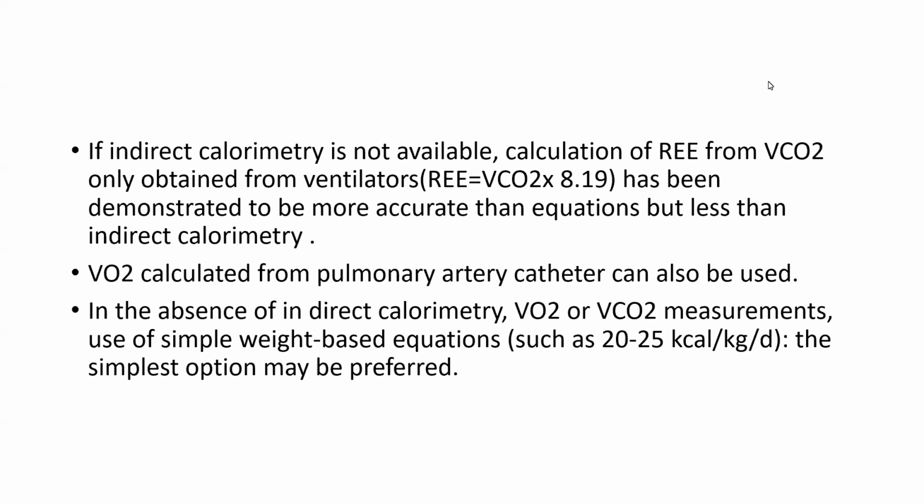If indirect calorimetry is not available, calculation of resting energy expenditure from consumption of CO2 obtained from the ventilator, that is resting energy expenditure equals VCO2 times 8.19, has been demonstrated to be more accurate than equations but less accurate than indirect calorimetry. The VO2 calculated from a pulmonary artery catheter can also be used. In the absence of calorimetry, VO2 and VCO2 measurement, use a simple weight-based equation. The simplest option may be preferred.